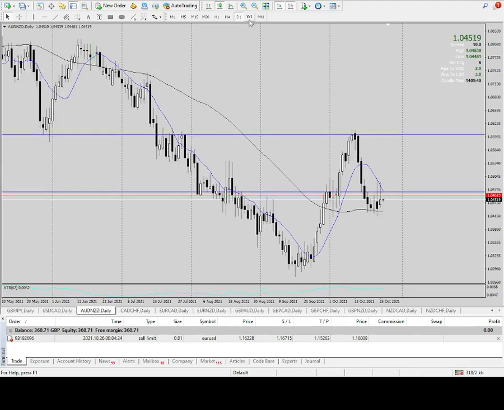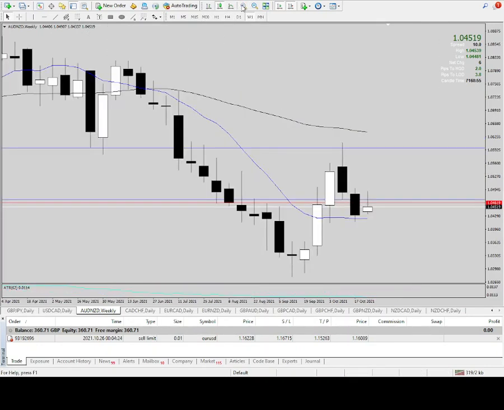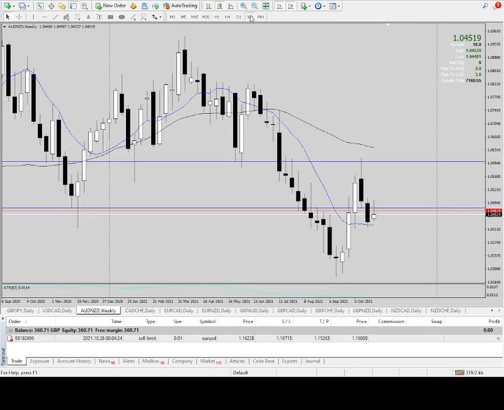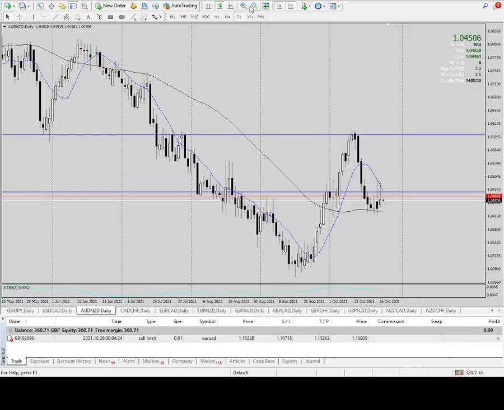AUD NZD. Okay, so AUD NZD, as we can see on the weekly, it was a downtrend and a pullback, and it looks like it's possibly moving towards the upside, but we will wait and see. We didn't get a break of the lows, so we didn't get a break of a high. Yeah, so we're going to wait this one out.